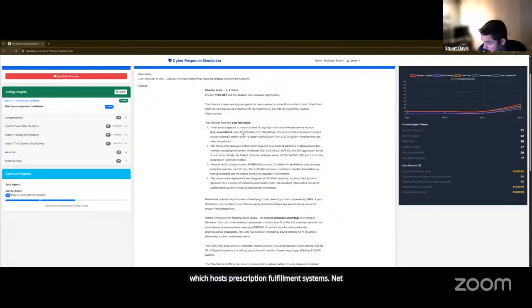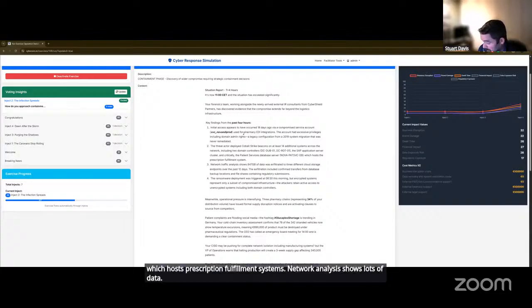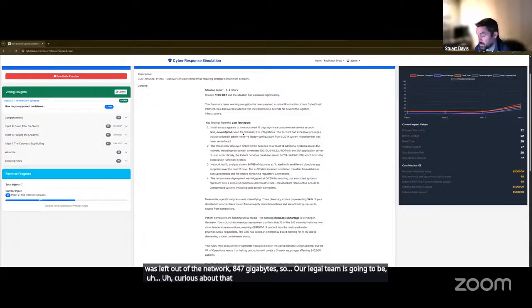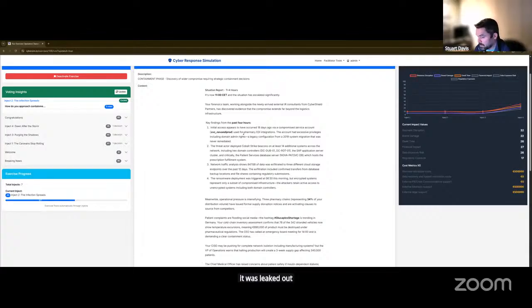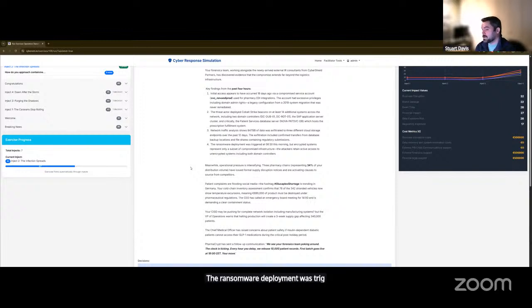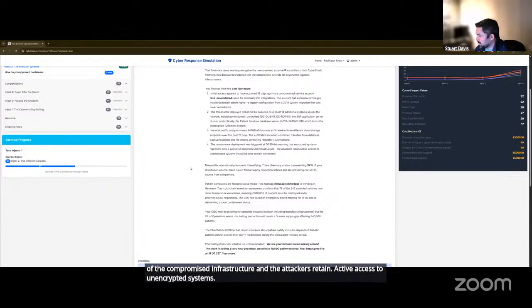Network analysis shows lots of data was leaked out of the network, 847 gigabytes. So our legal team is going to be curious about that. It was leaked out to 3 different cloud storage systems over the last 12 days. The exfiltration included confirmed transfers from database backup locations and file transfers containing regulatory submissions. The ransomware deployment was triggered this morning at 6:30 a.m., but encrypted systems represented only a subset of the compromised infrastructure, and the attackers retain active access to unencrypted systems, including our domain controllers.